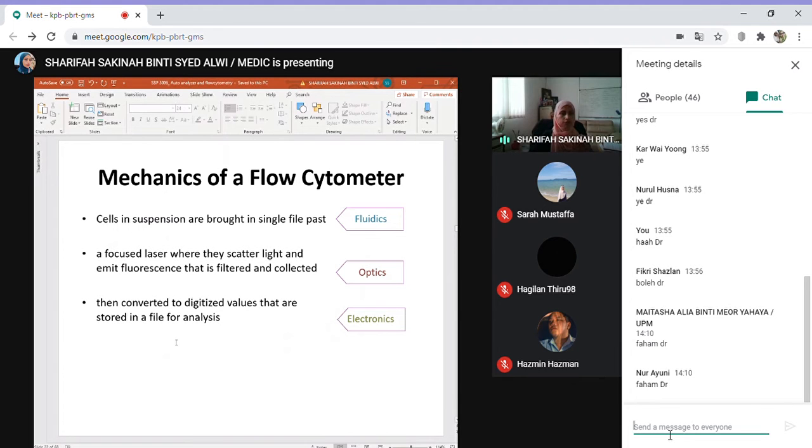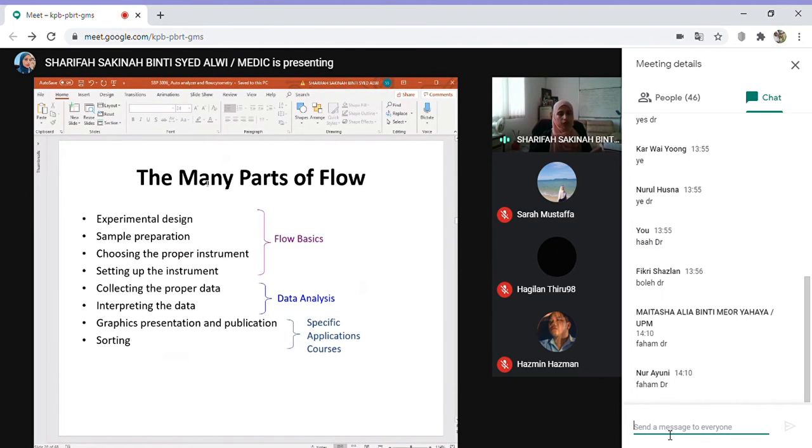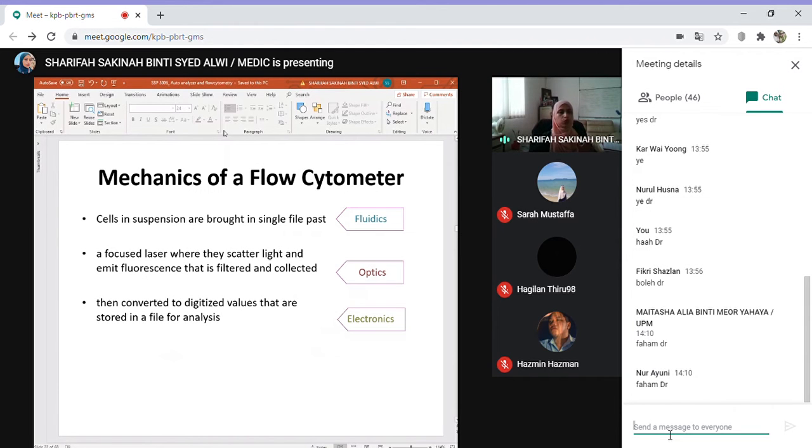For the flow cytometer, as we said, hold on, let me go. Now this one is about the preparation: it involves the preparation, what happens while doing it, and after doing it. This one is about the flow cytometer itself, the mechanical part of the flow cytometer. It consists of three parts: the fluidics, optics, and electronics.